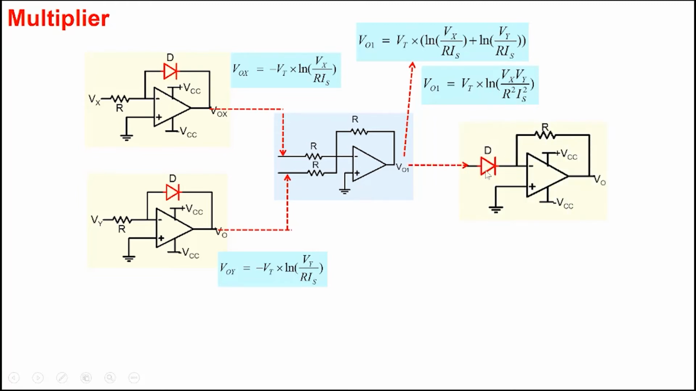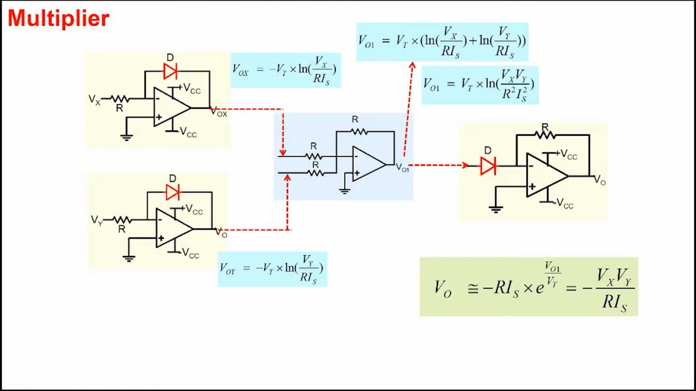So if we take an anti-log of this log, we get an output which is minus RIs e to the power V01 by Vt here, equal to minus Vx Vy by RIs. All right, so we get an output voltage with a negative sign, which we can correct by adding other blocks here. So we get an output voltage which is a product of the two input voltages Vx and Vy. So we can build multipliers also here.